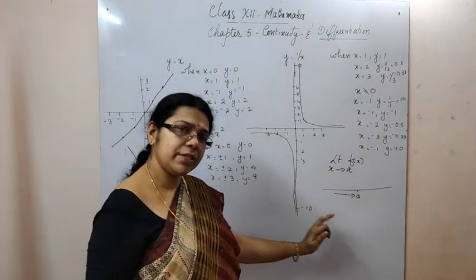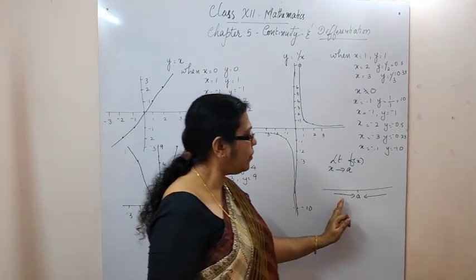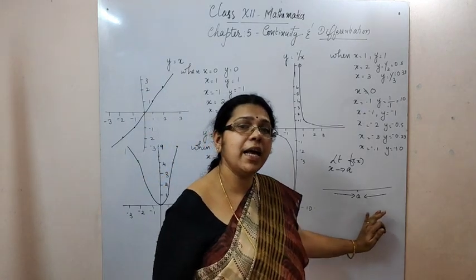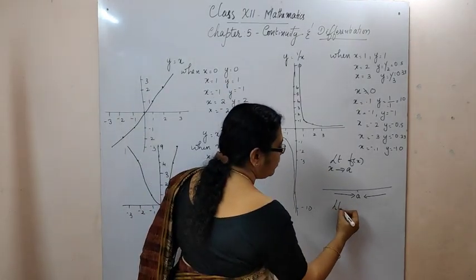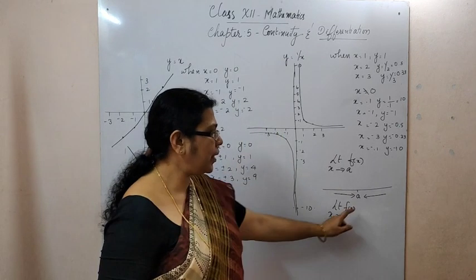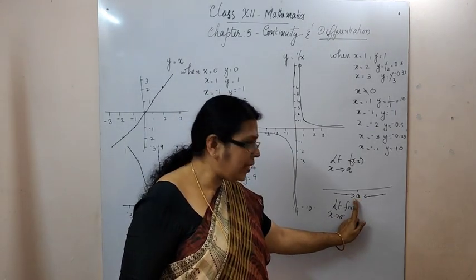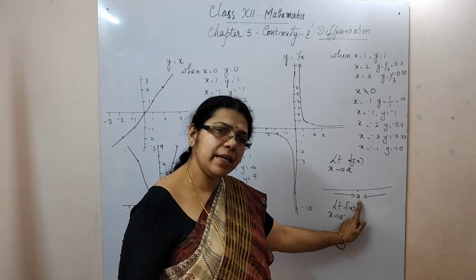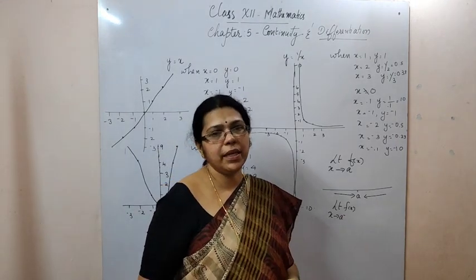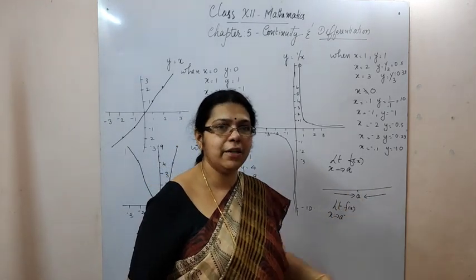That can happen from the left side of a as well as from the right side of a. If the value of the function tends to a from the left side, we say that the limit is the left hand limit. How do we notate it? Limit x tends to a minus f of x. That is a minus, meaning what? A minus is a value that is lesser than a. Where does the value that is lesser than a lie? To the left, right? So limit x tends to a minus f of x means the function's value is approaching a from the left side of a.